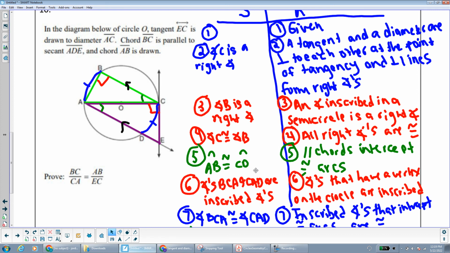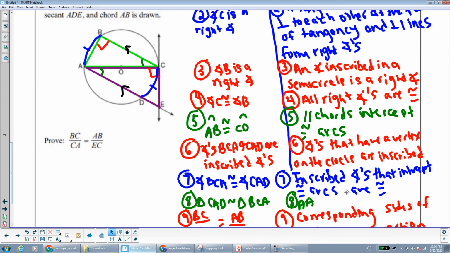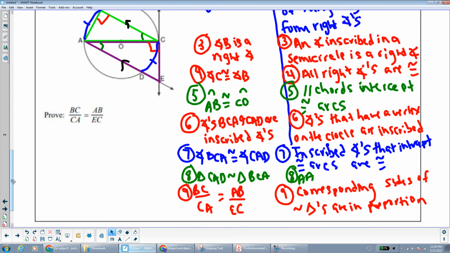So then we can conclude that angle BCA and angle CAD are congruent to each other because inscribed angles that intercept congruent arcs are congruent. Notice how I also mentioned that BCA and CAD were inscribed angles before I said they were congruent to each other. From there, we have the two triangles are similar by AA. And then finally, the proportion. Corresponding sides of similar triangles are in proportion.